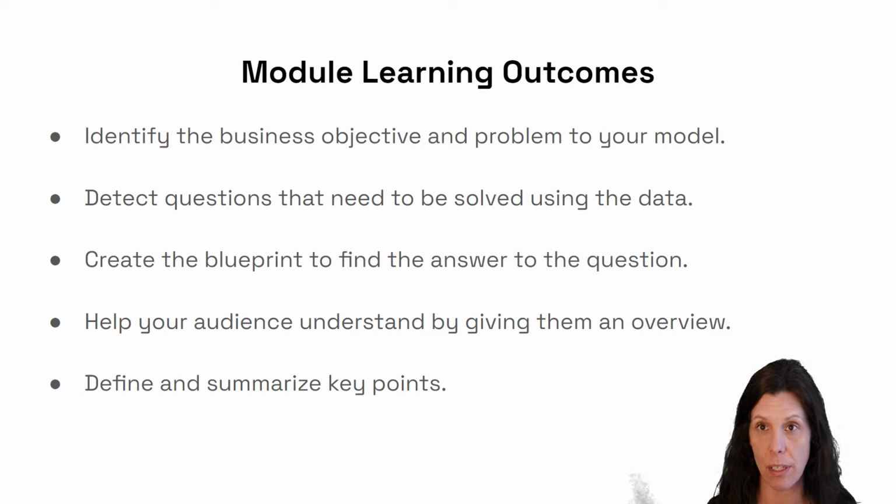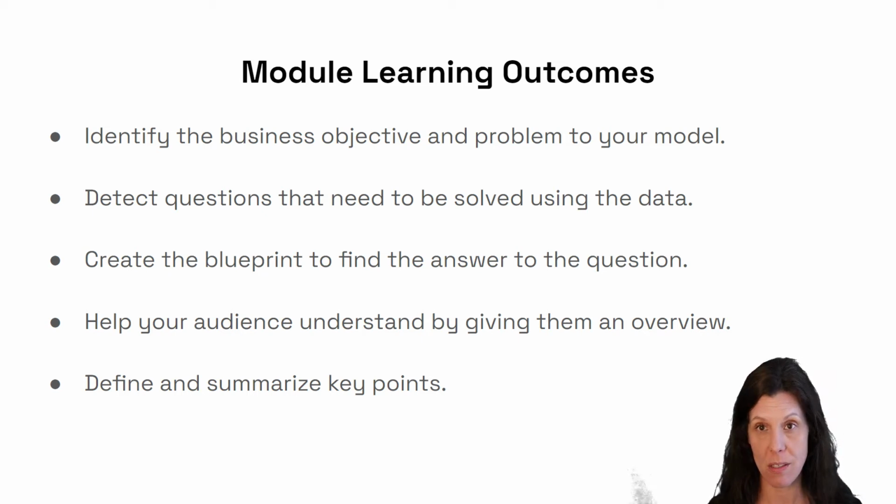The outcomes that we're going to go over for today, we want to identify the business objective and the problem to your model, detect the types of questions that need to be solved using the data and your dashboard, create the blueprint to find the answer to the question. And I say blueprint with emphasis because eventually this has to be presented. These findings have to be communicated somehow. So we want to start to develop that blueprint, that outline, to start figuring out how are we going to structure all of these findings once we actually have outcomes.